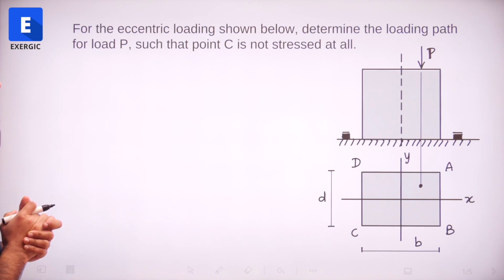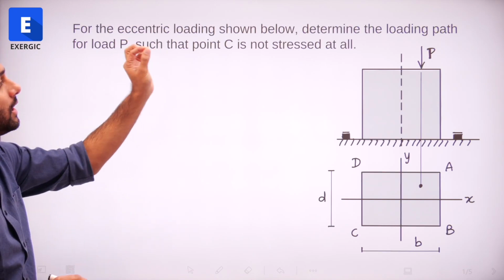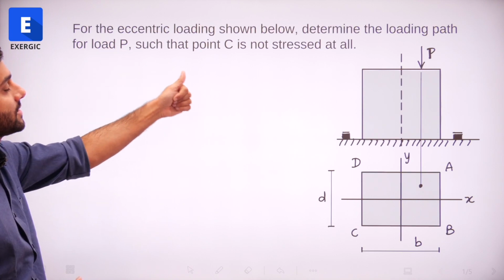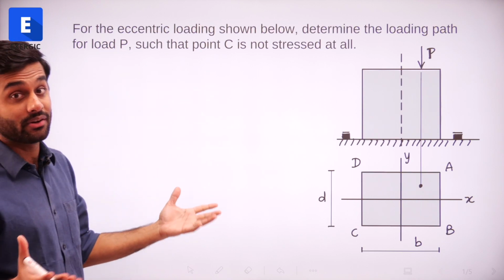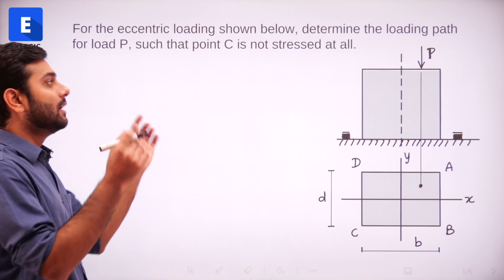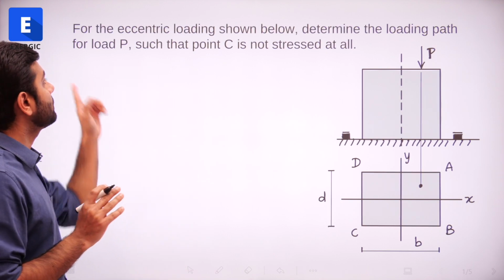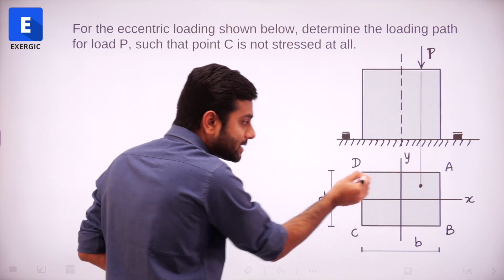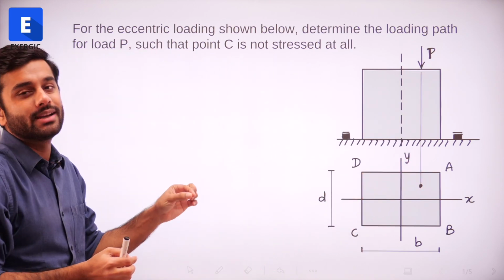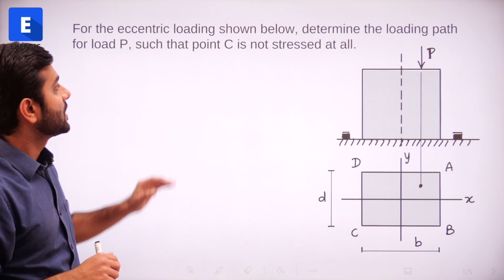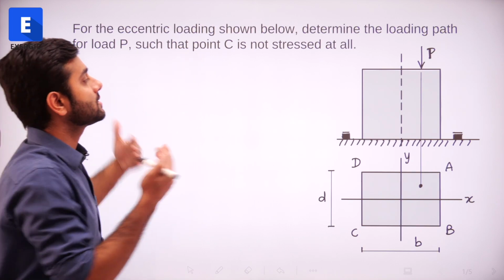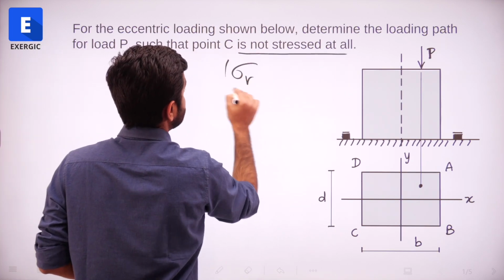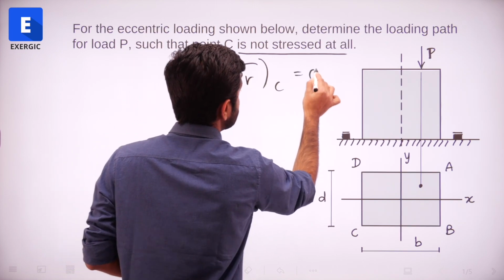For the eccentric loading shown below, determine the loading path for load P such that point C is not stressed at all. Seems like a very tricky line, but it's very easy. It is asking you to find the loading path of load P, meaning how you should apply the load P, along which line or along which coordinates, such that point C is not stressed at all, meaning the resultant value of stress at point C is equal to 0.